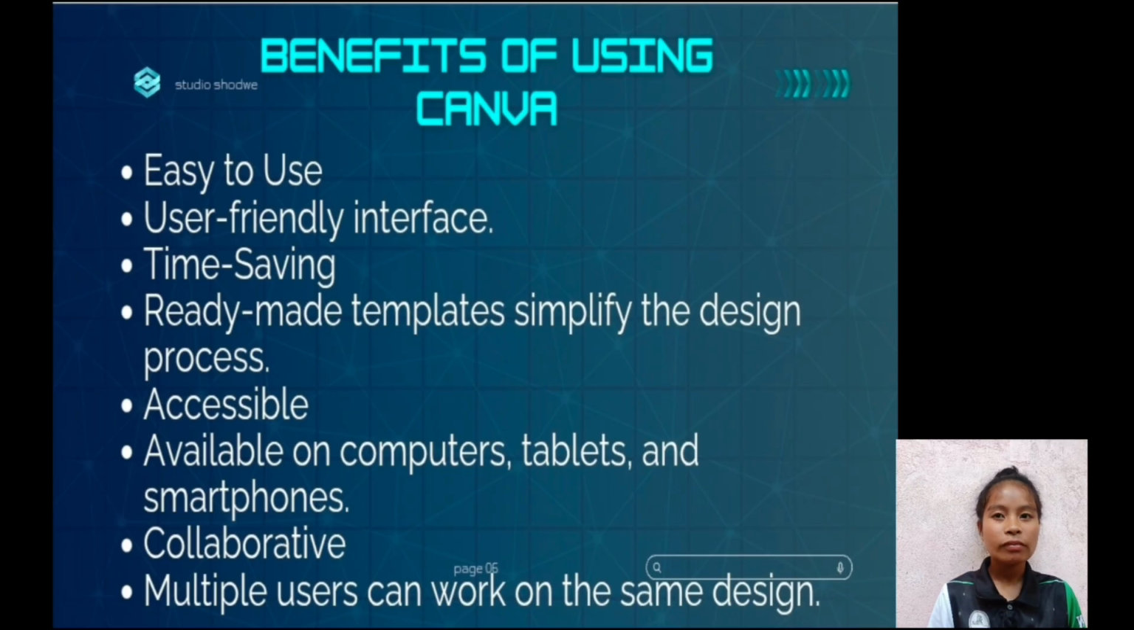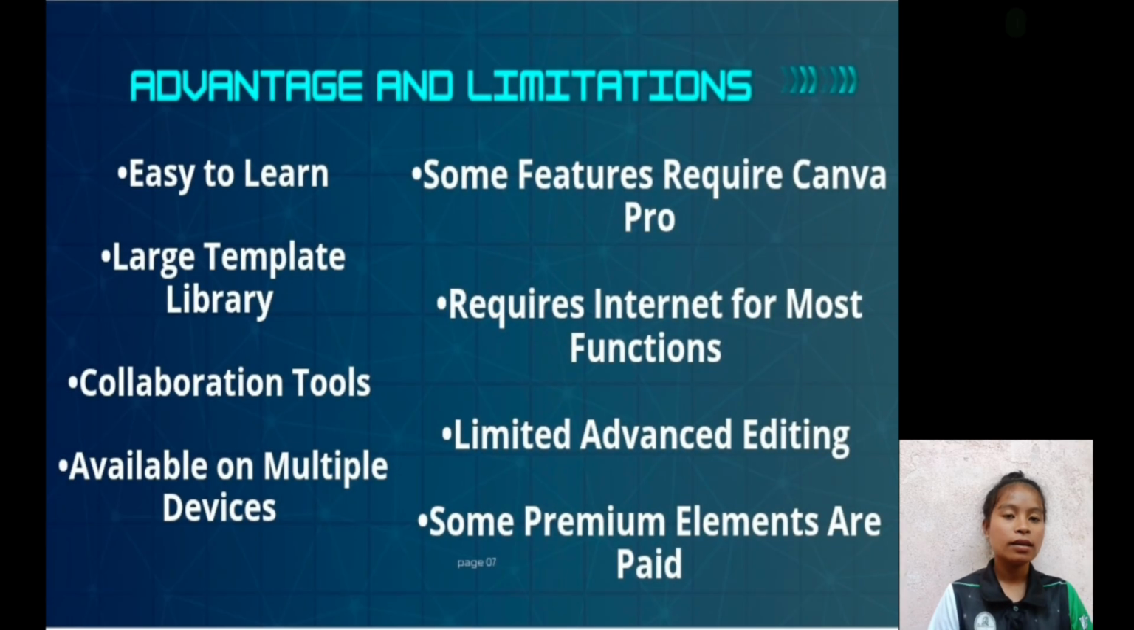So in summary, Canva is popular because it is easy to use, saves time, provides ready-made templates, works on different devices, and it allows teamwork through collaboration features. The next is the advantages and limitations of Canva. But let us talk first about the advantages of Canva.